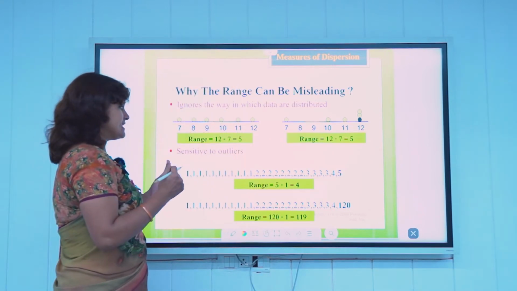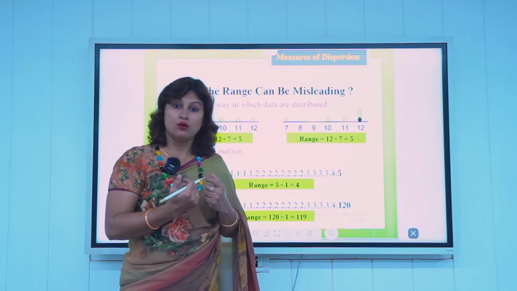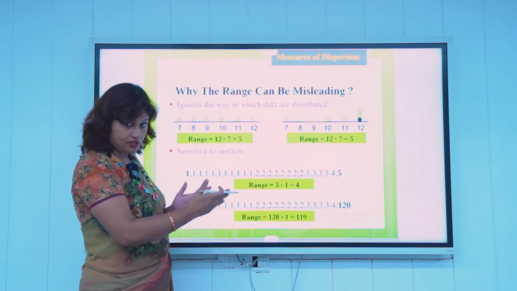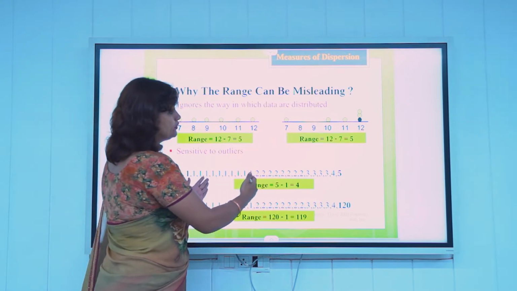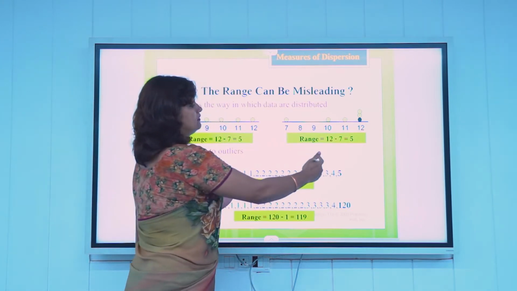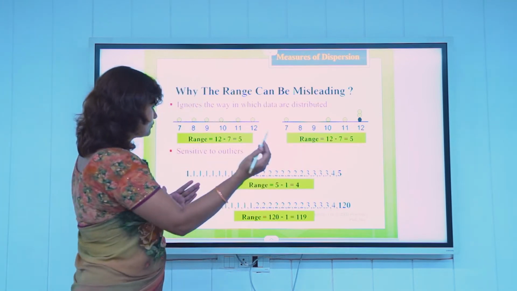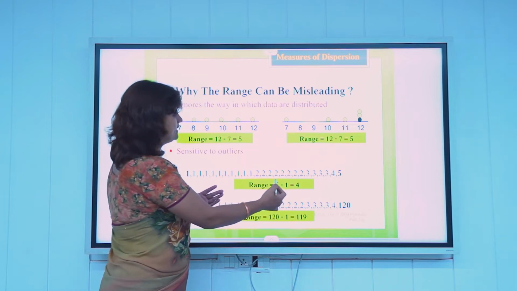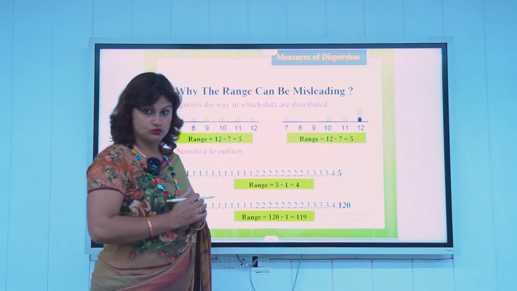Now, it is sensitive to outliers. How? If one set of data is 1, 1, 1, 1, you can see the repetition of 1 mentioned here, then 2, 2, 2, 3, 3, 3, 4 and 5. So range would be only the largest value minus the smallest value. That is 5 minus 1 equal to 4.